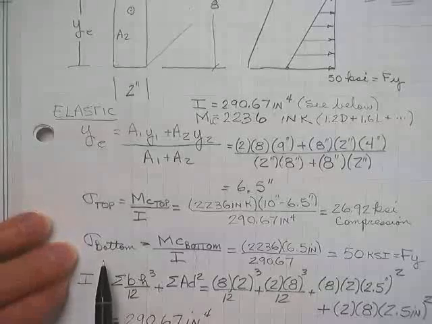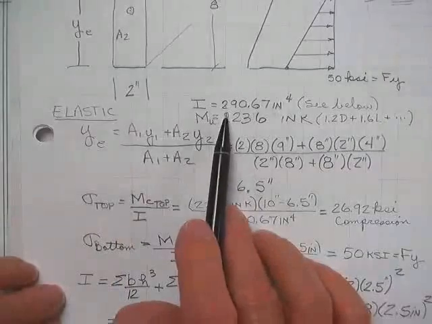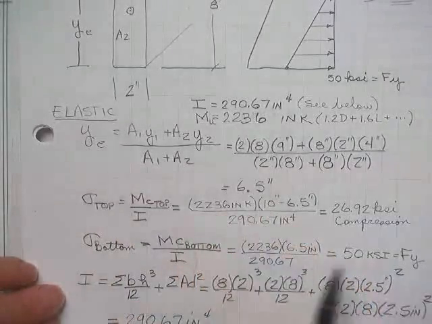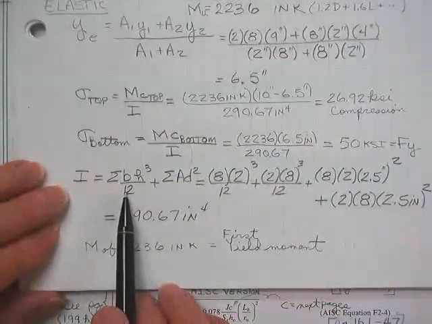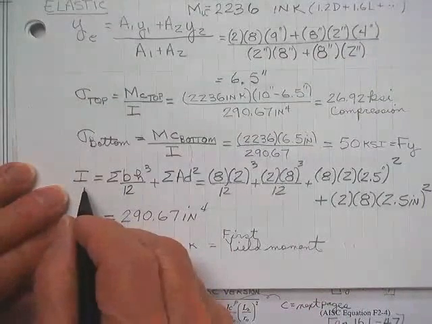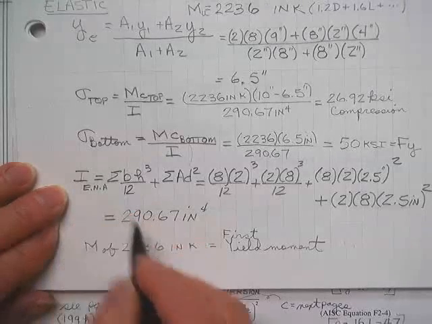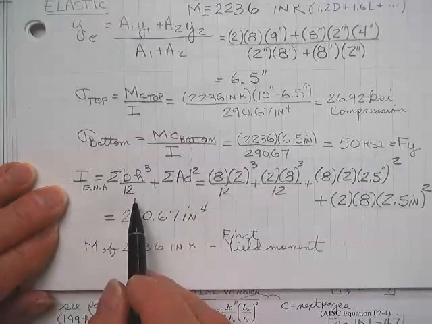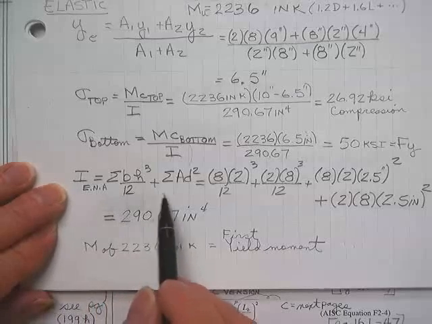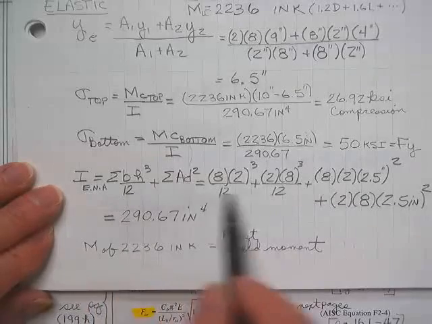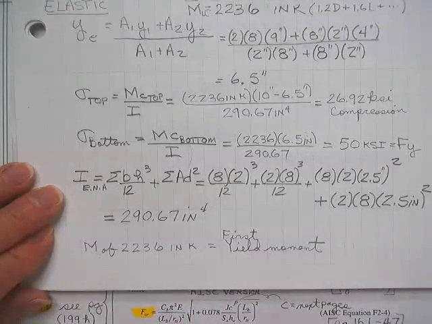Somehow they know the stress on the top and stress on the bottom. Somebody's already calculated the moment of inertia about the neutral axis. Yeah, they got it written down here, 290.67. Down here they did the work, just in case you didn't know where that came from. Here's the moment of inertia about the elastic neutral axis. Remember that? BH cubed over 12, however many you get, one for each rectangle, plus AD squared, one for each rectangle. There are the calculations. I'm sure you can still do that. If not, review this.